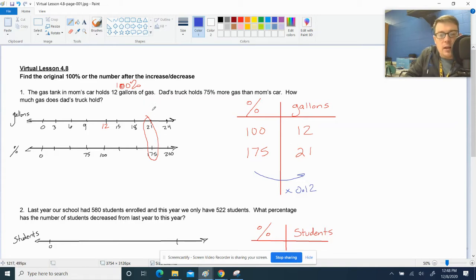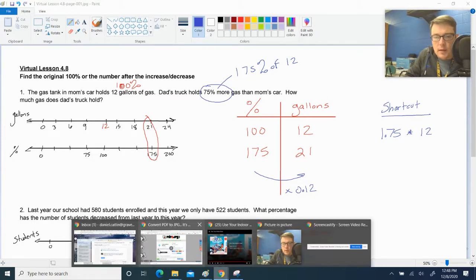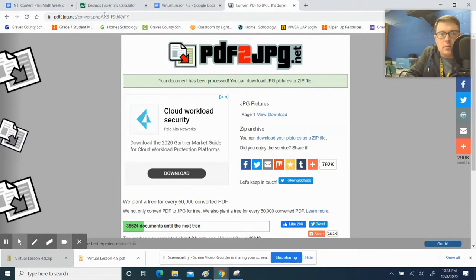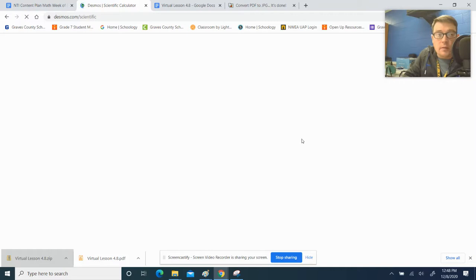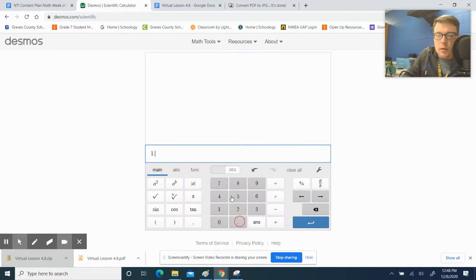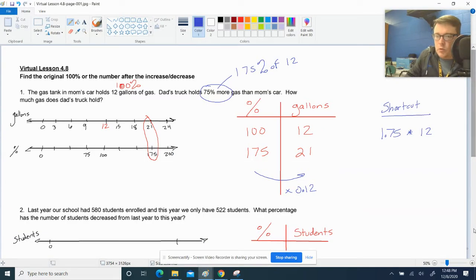And as of yesterday, you should have had a shortcut. 75% more is 175% of 12. So our shortcut math could have been, you could have just done 1.75 multiplied by 12. Watch, if you go to your calculator and you do 1.75 times 12, you'll notice that will also give you the correct answer, 21. It works. All right. So there's another way that you can do that. Let's go to the second question. All right. Moving on along.